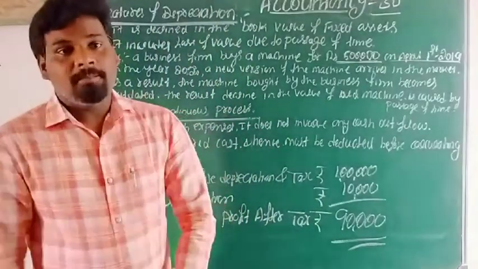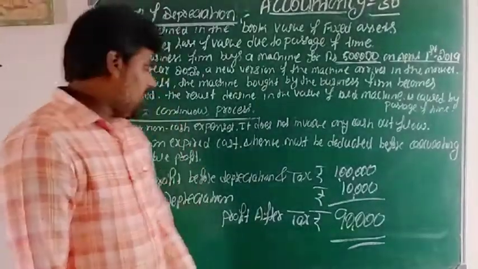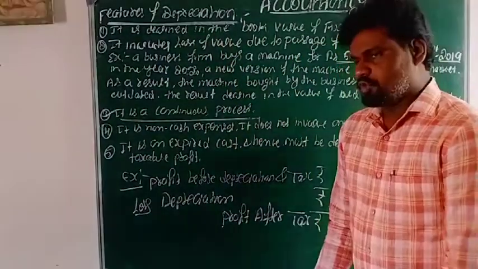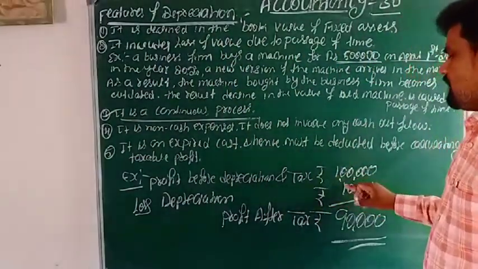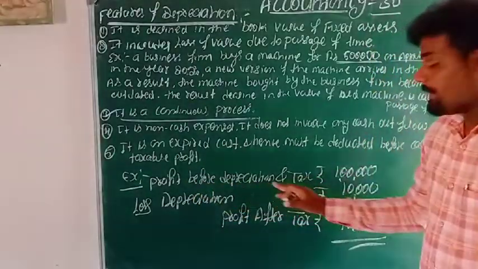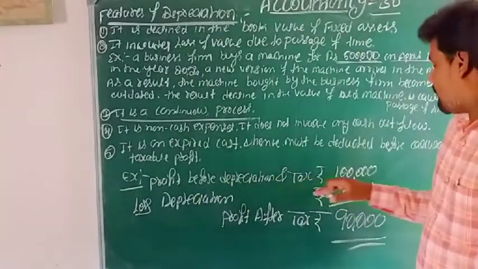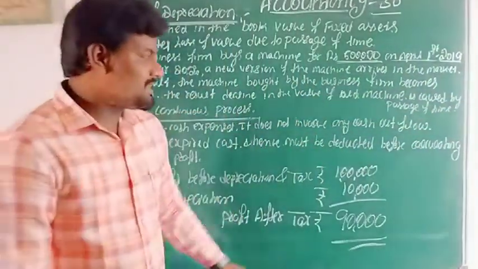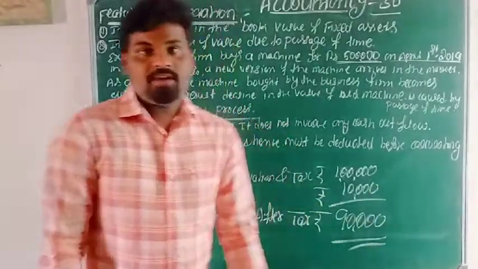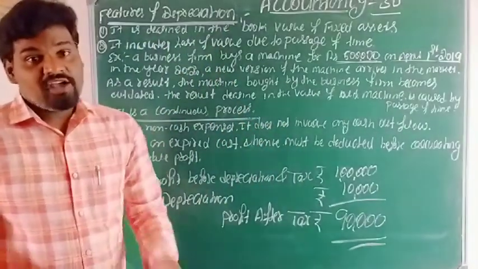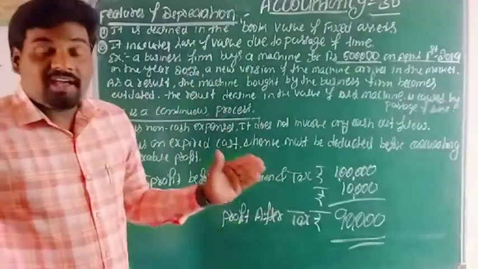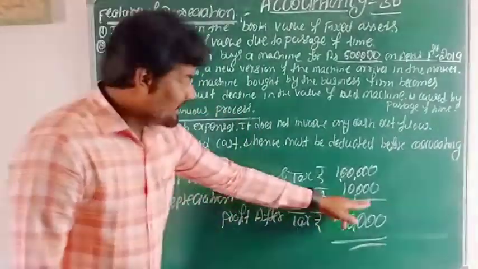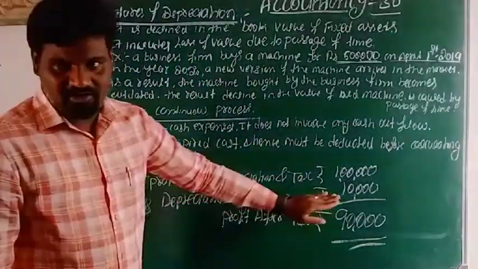Just assume that before charging depreciation and tax, the profit is 1 lakh rupees. This is the total profit in the business operation. Profit before depreciation and tax, the total 1 lakh rupees. Suppose the depreciation amount we are charging is 10,000 rupees. I mean, the rate of depreciation we are assuming is 10%. 1 lakh into 10% gives 10,000 rupees. Right? The 10,000 rupees is the depreciation amount.